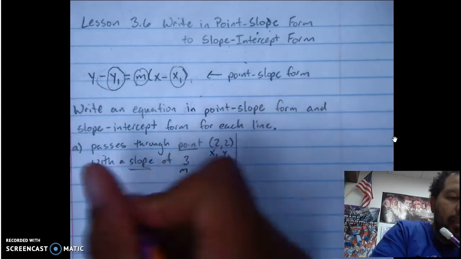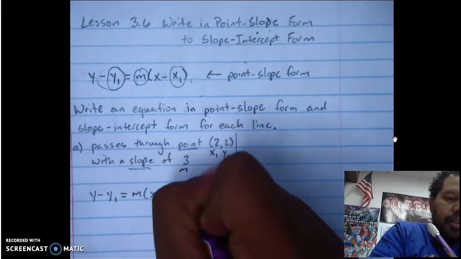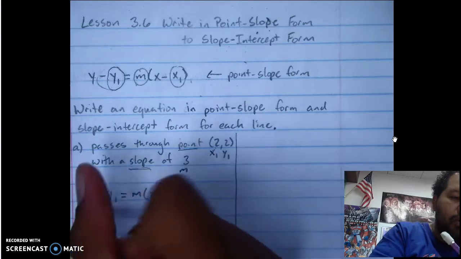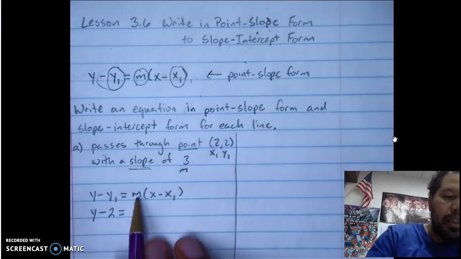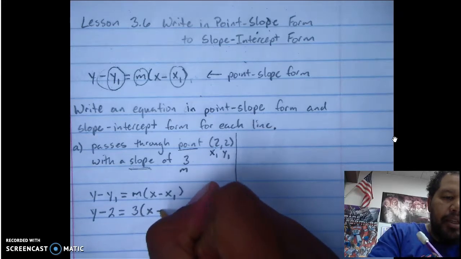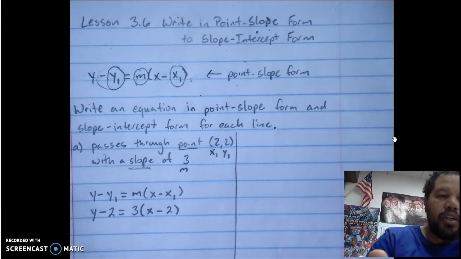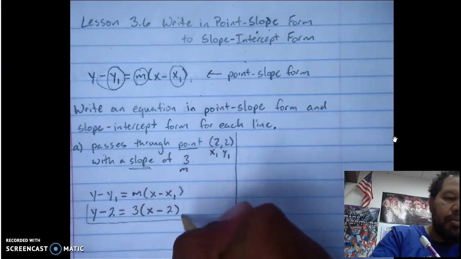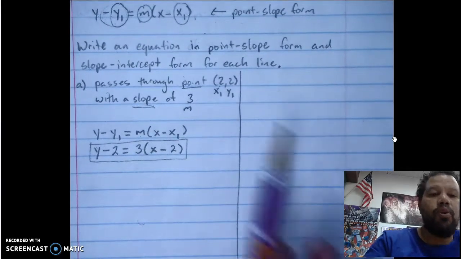So all we're going to do is take this form, y minus y1 equals m times x minus x1, and we're going to replace the 3 values. So the y stays, subtract y1. y1 is 2 equals m. m is my 3, parentheses, x minus x1. My x1 is also a 2. And this is my equation of the line that passes through 2, 2 with a slope of 3. So this is my first answer right there, because it says put it in point slope form.